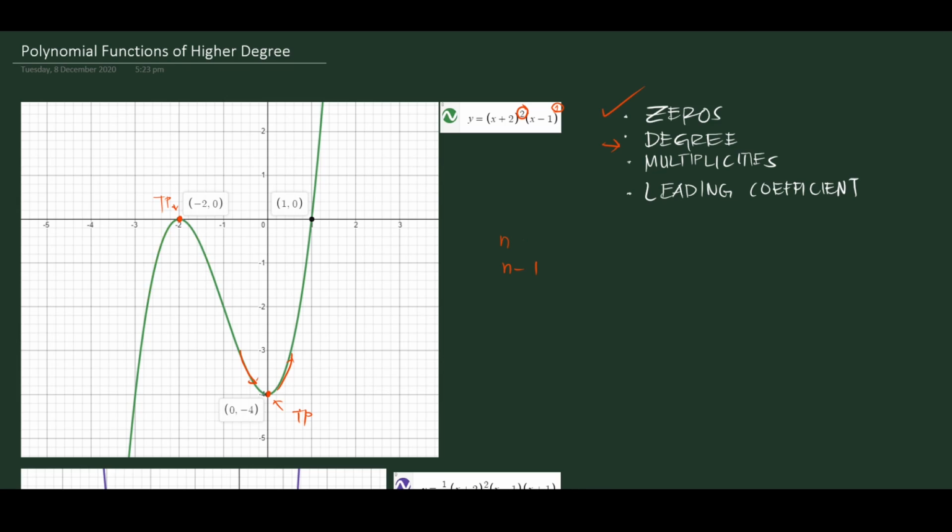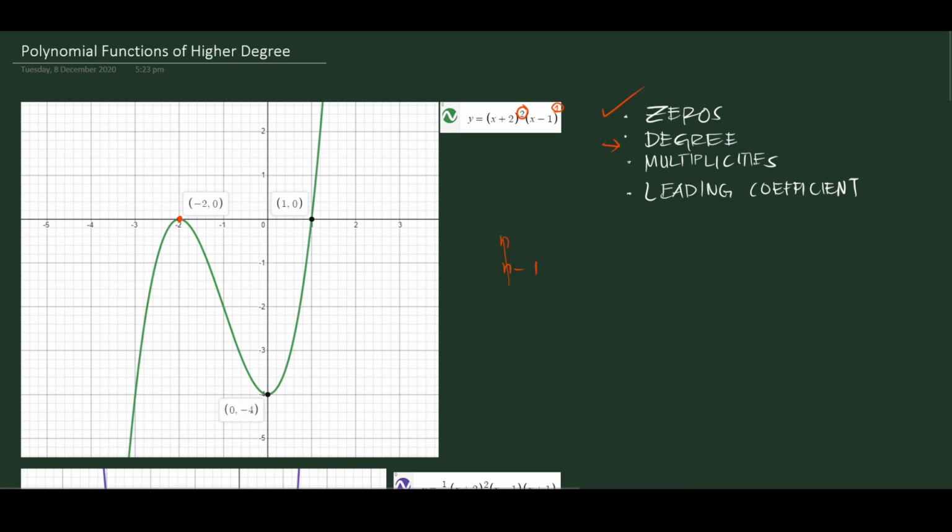Another way to determine the degree of a graph is by passing a line through the graph. For example, if you pass a line here, you can intersect the graph at a maximum of n points. If your line intersects your graph at a maximum of 3 points, then your degree is 3. So that's also another way of determining the degree. Okay, so there are two ways.